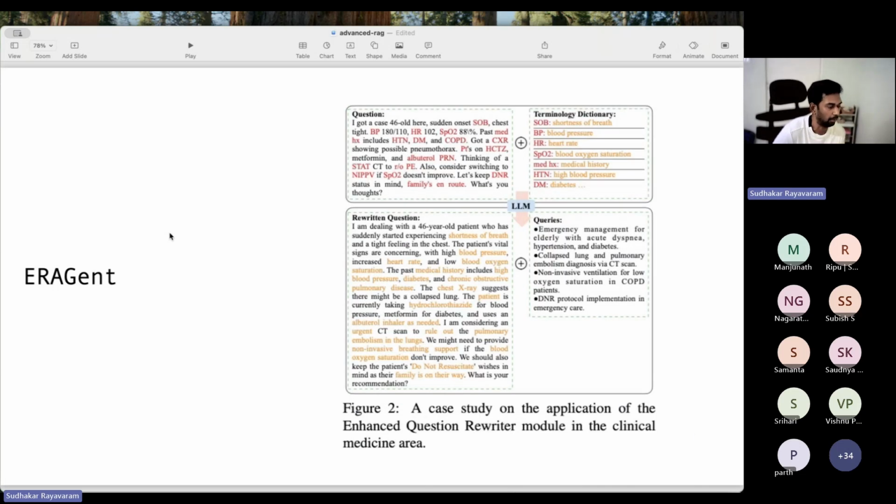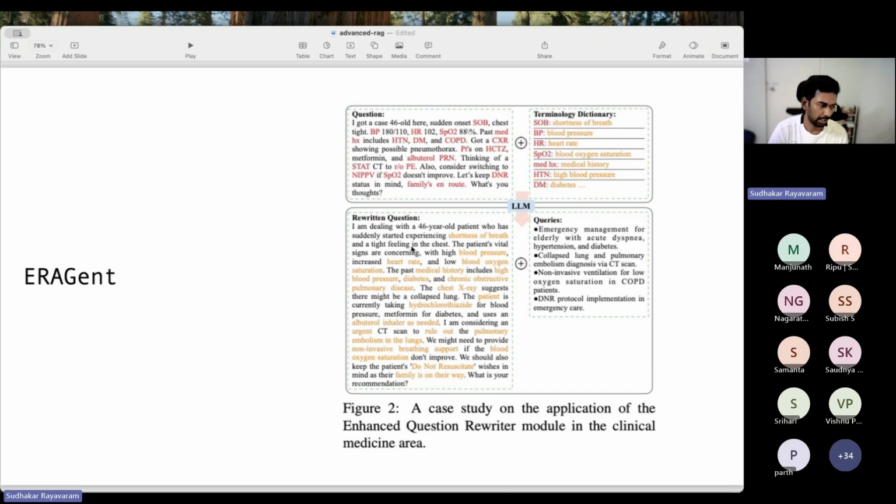For example, one example here is basically the enhanced question rewriter. This is a good example to show how rewriting will help. So this is basically a doctor's note. Assume someone in the medical space is writing. There are a lot of these short forms, right? SOB, SPO2, COPD. For them, it is their domain, right? This is how they speak. This is how they interact. But for an LLM to be a lot more valuable, it has to be expanded.